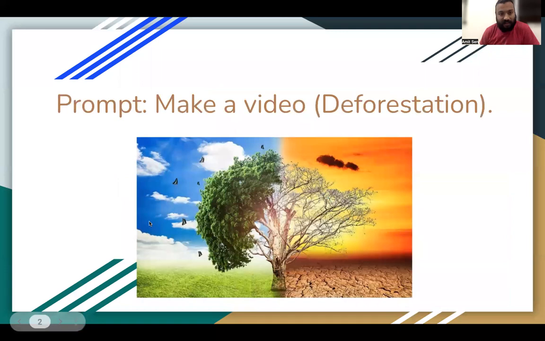So we were given multiple prompts. The first thing that I want to talk about is the prompt that I have chosen, which said something about making a video about a conservation topic that you're passionate about and how that relates with what you've learned so far in this semester. So I have picked the topic of deforestation, which is something that I'm really passionate about.